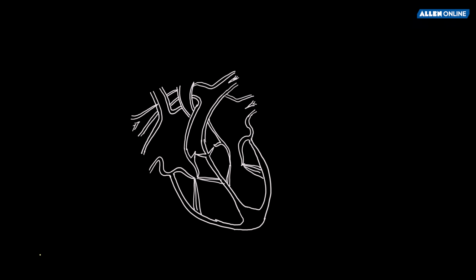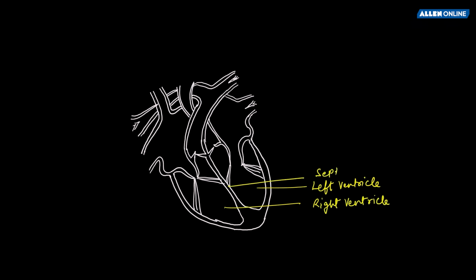Okay, and now we're going to start with the labeling part. So we're going to start with the ventricles first. So this part is the left ventricle and this is the right ventricle. Yes, and this center part is the septum here. So label it as the septum.